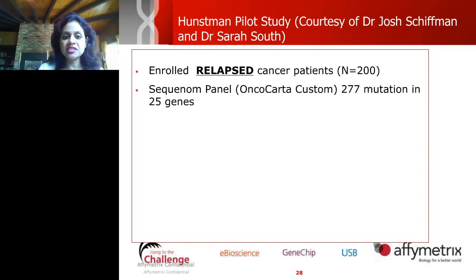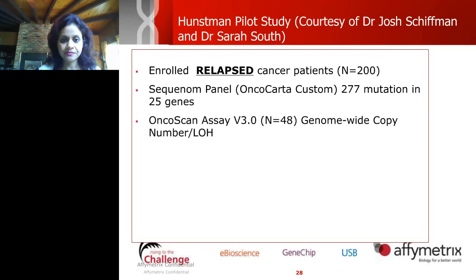So at first, what they did was just focus on somatic mutations, and they ran a Sequenom panel of 277 mutations in 25 genes. And then they supplemented it with the OncoScan assay, which is genome-wide copy number with a high resolution in 900 cancer genes.